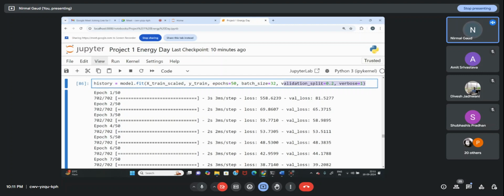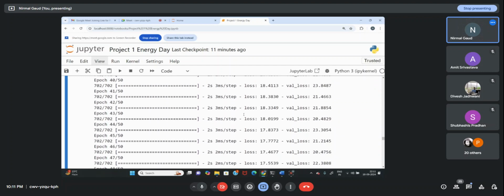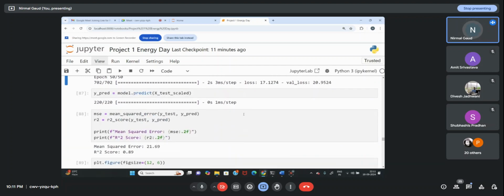Verbose is about logging, to have the training results shown or stored like a log file. It's not mandatory, you can ignore this part also. And that's it. This is how I train my model, 50 iterations. And after 50 iterations, once my model got trained, I perform the prediction as I did in machine learning. Same I am doing here in deep learning. Model dot predict.